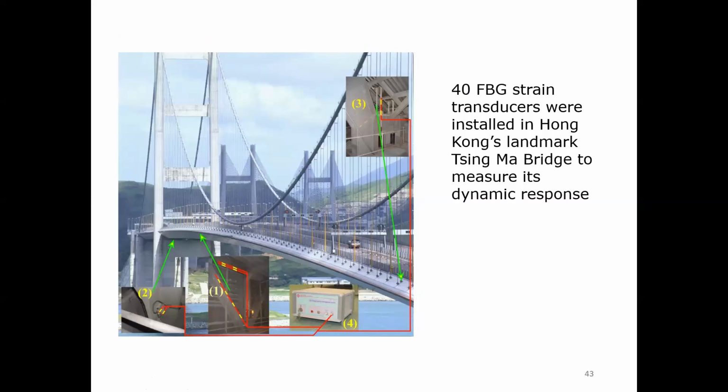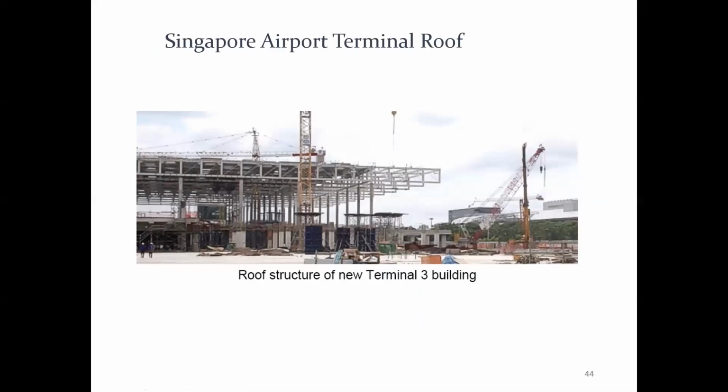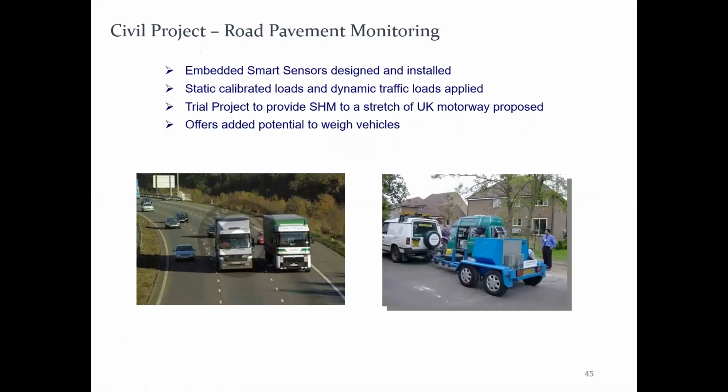This is Hong Kong's Stonecutters Bridge, and there they are using the optical fiber as a sensing element, but of course they are using the fiber Bragg grating. Fiber Bragg grating is not fully distributed, it is quasi-distributed, right? But they are using this, a practical example. Then Singapore Airport, they are using the optical fiber sensors for the structural health monitoring of the roof structure.